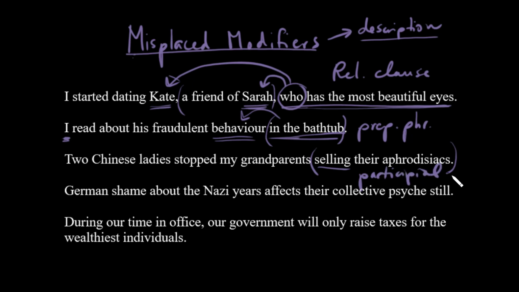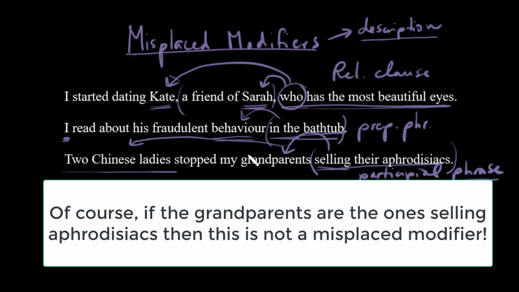Participial phrase. And there are quite a few more phrases and clauses that cause trouble. We're not going to talk about all of them in the video, but the main thing here is just to recognize these kinds of patterns where you see that one piece of the sentence is too far removed from what it describes. And this participial phrase sounds like it's describing grandparents, but it's supposed to be describing these two Chinese ladies. And again, we want to move it closer to what it's describing.